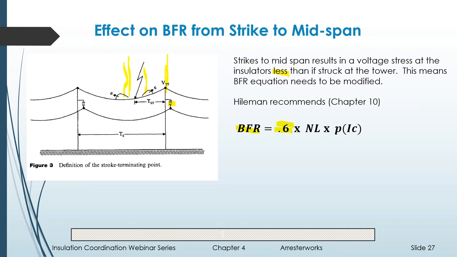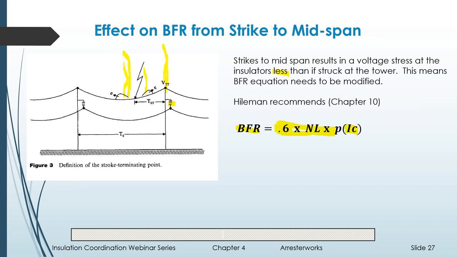So this is kind of a compromise that's used. Of course, in ATP, you can only calculate it at one or two places. You can't calculate it everywhere. So we also use this. Once we find out the critical current in ATP, then we use a variation of this formula to arrive at the backflash rate.